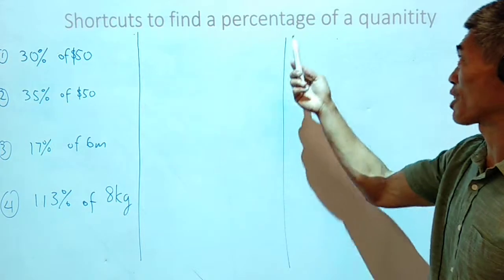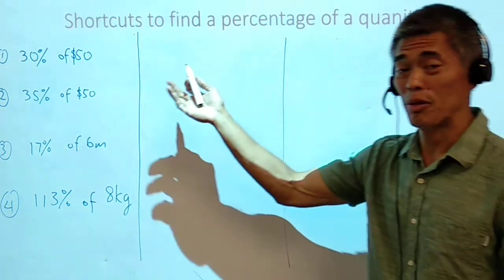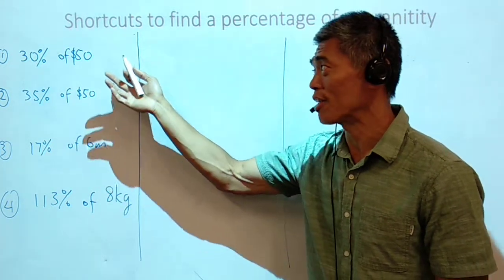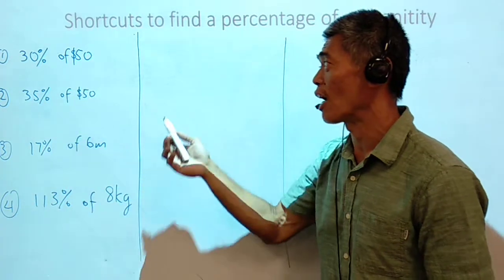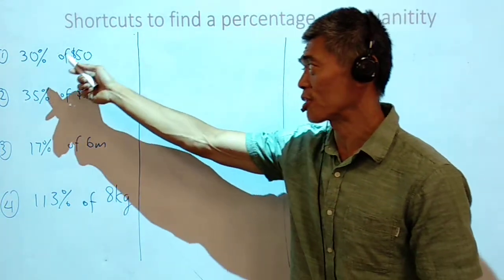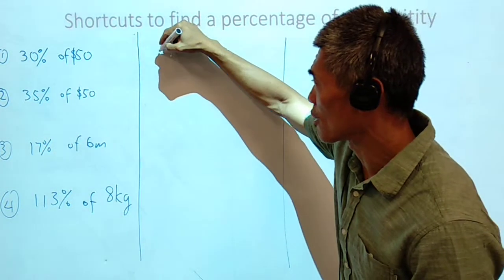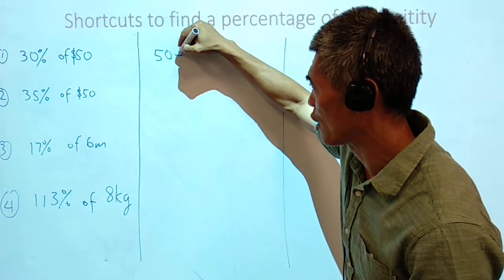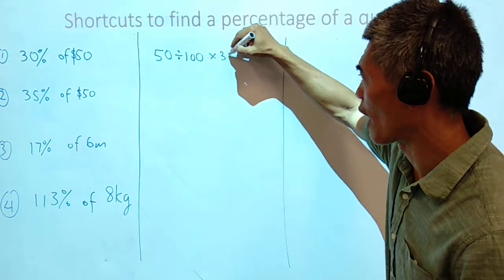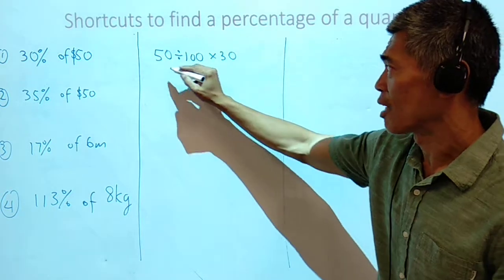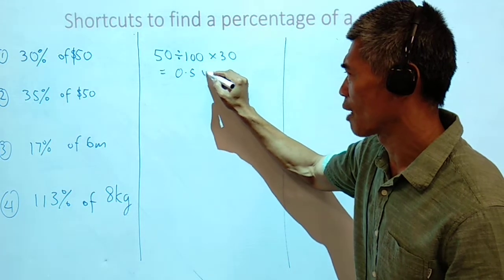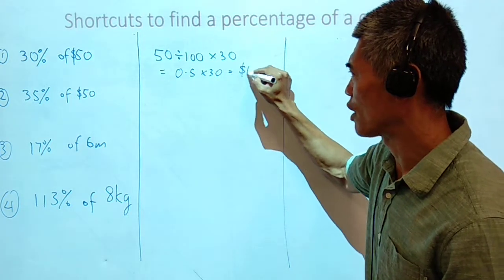Shortcuts to finding a percentage of a quantity. Now, as we have discussed earlier on, a percentage of a quantity is simply dividing that quantity by 100 parts and then finding out how much there is in the number of parts we need. So in this case, 30% of 50 means first dividing $50 by 100 and then multiplying the result by 30. And that gives us, first of all, 0.5 times 30, and finally giving us $15.